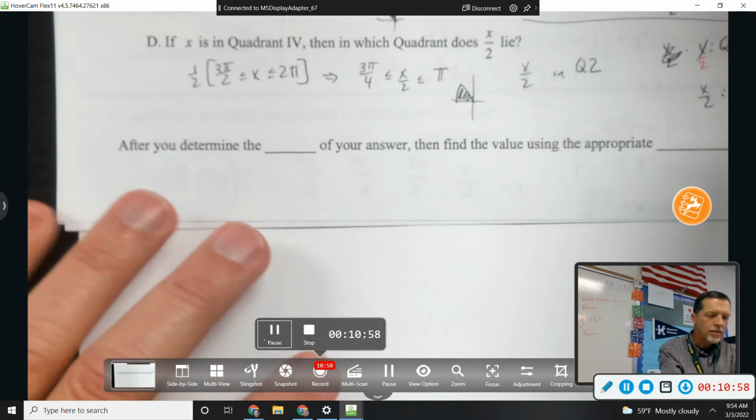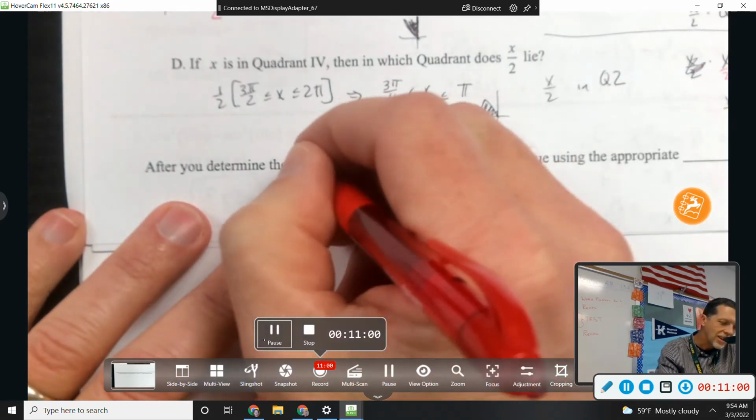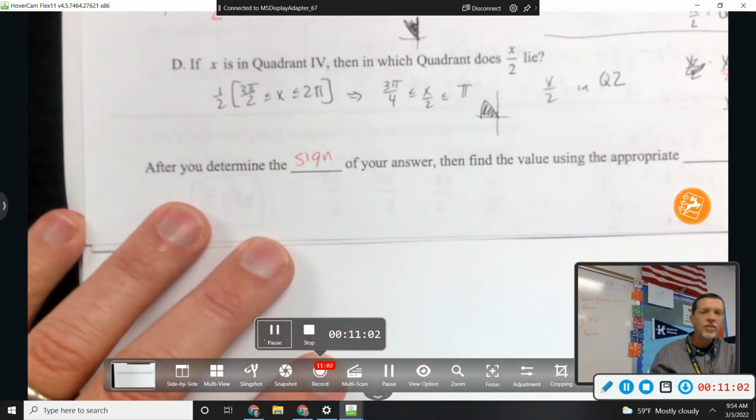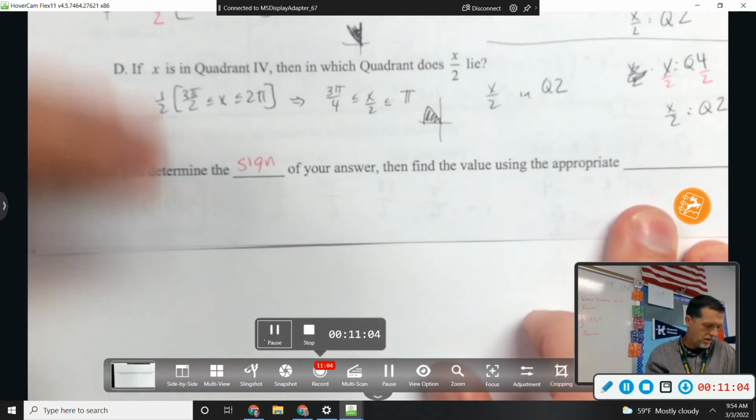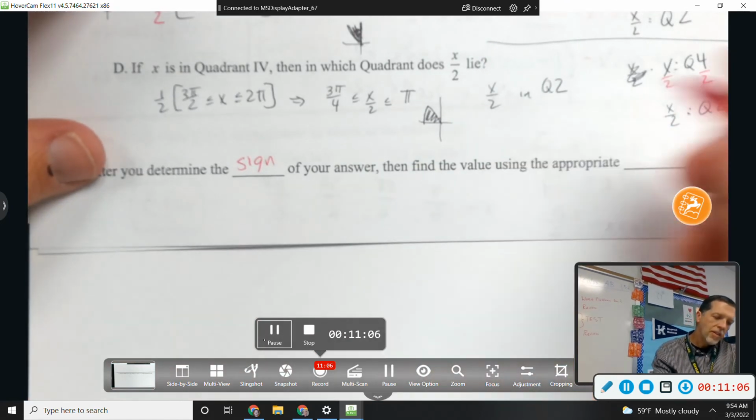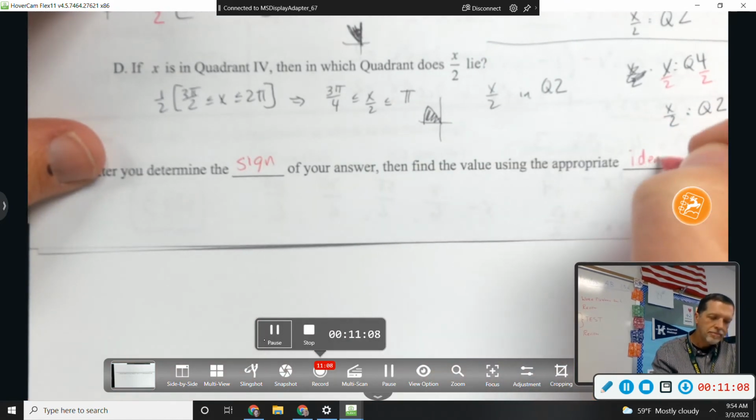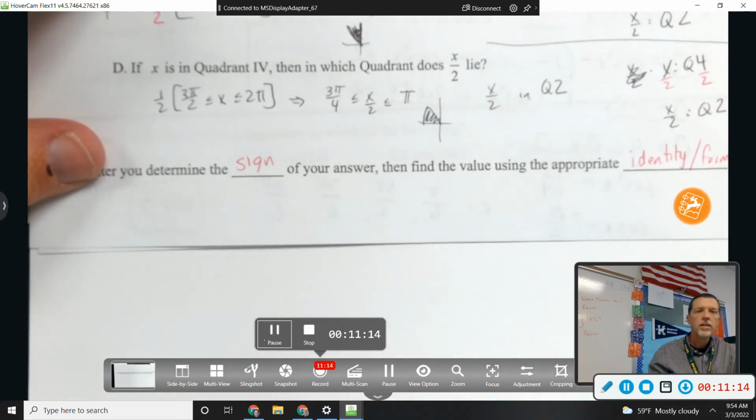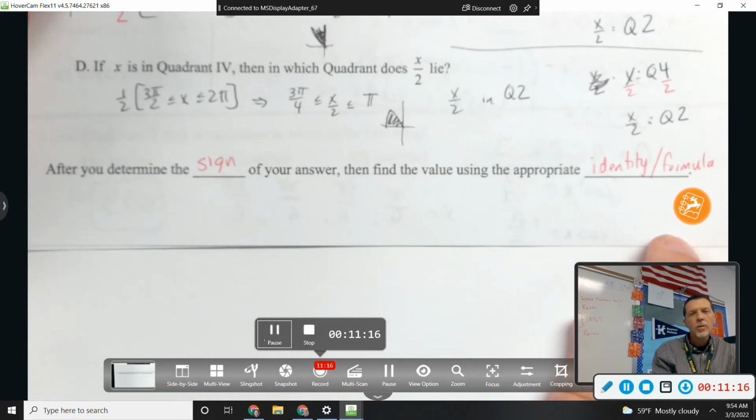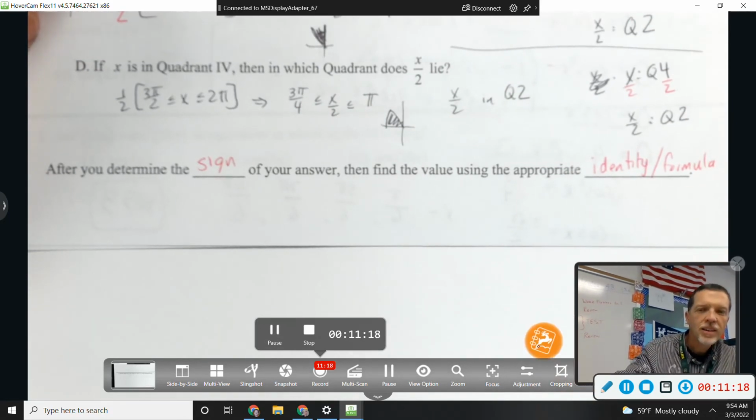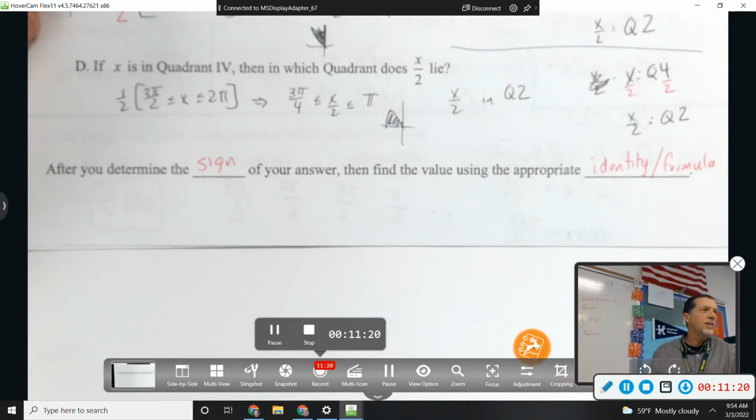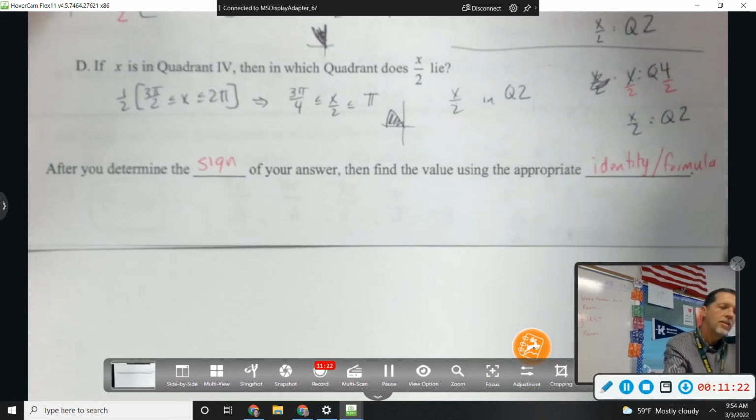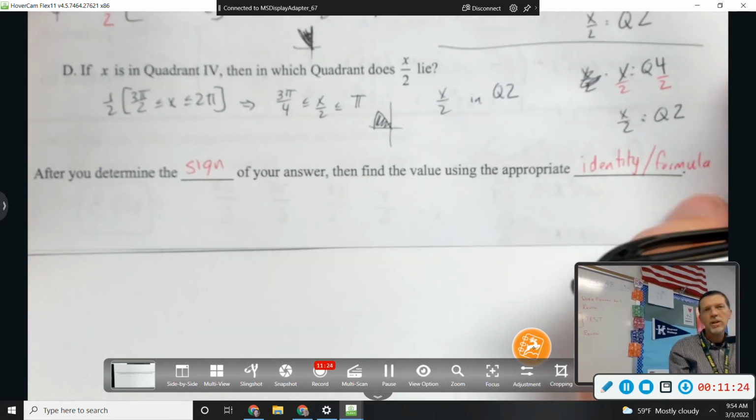Right. That was a lot of talk about just getting the sign. After you find the sign of your answer, then find the value using the identity, using the formula. So we saved this one for last not because the formula is really that hard, it just has that extra step of figuring out if it's plus or minus.